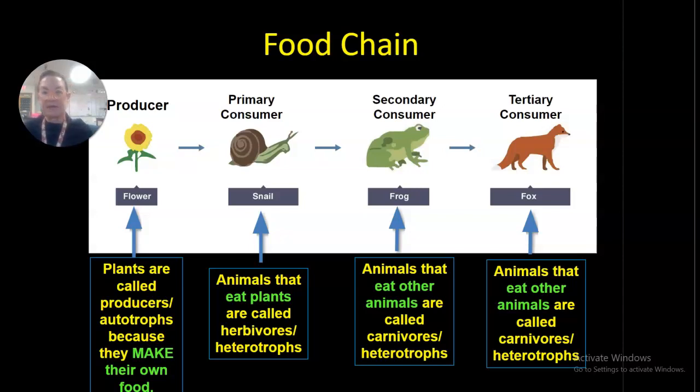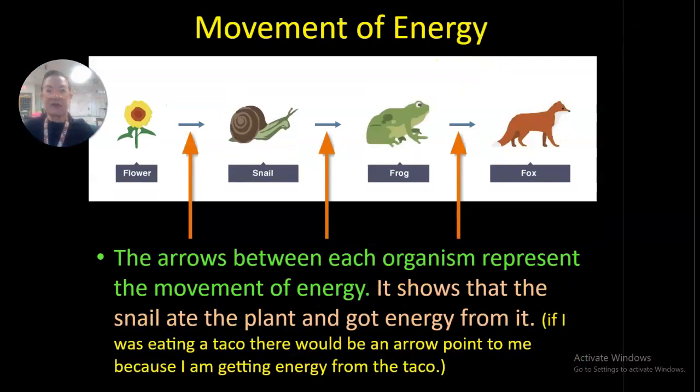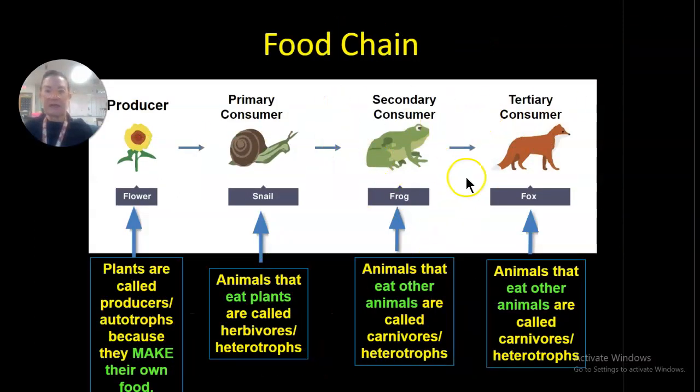Okay, then I have my secondary consumer here. This is animals that eat other animals, also called carnivores or heterotrophs. So they're also called heterotrophs because they cannot make their own food. They have to consume food. Then we have our tertiary consumer, this fox over here, and these are animals that eat other animals, and they are called carnivores, and they are also heterotrophs.